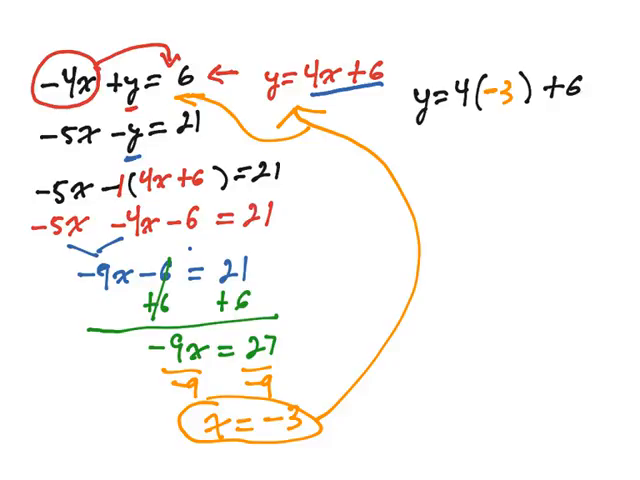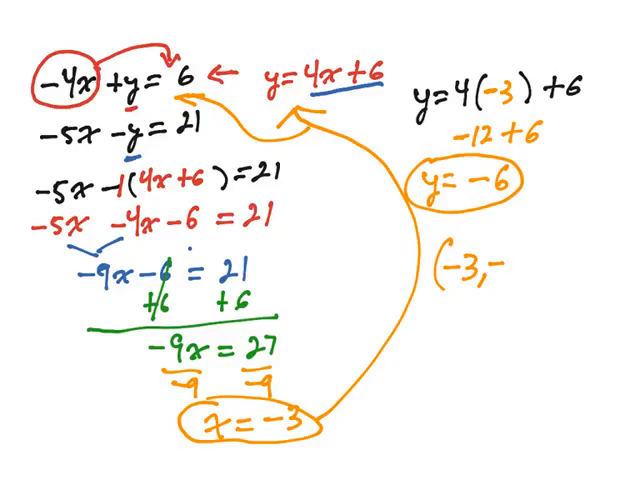So 4 times negative 3, that's negative 12. And negative 12 plus 6 is negative 6. So y equals negative 6. And so now I just put these two together into an ordered pair of negative 3 comma negative 6.